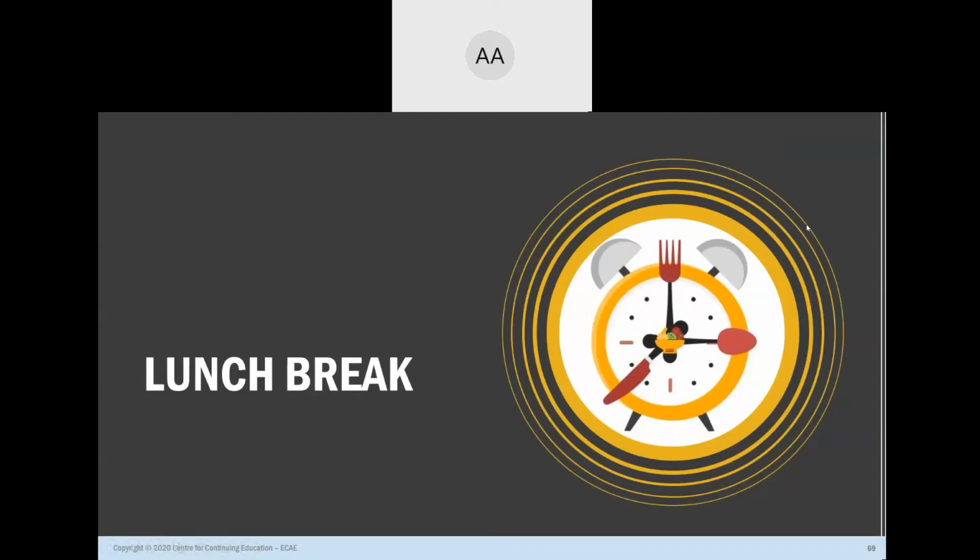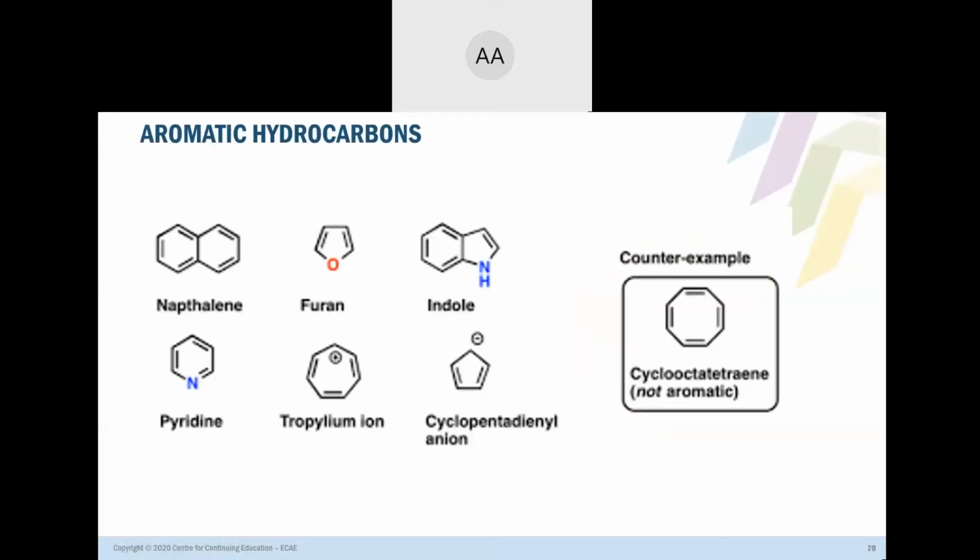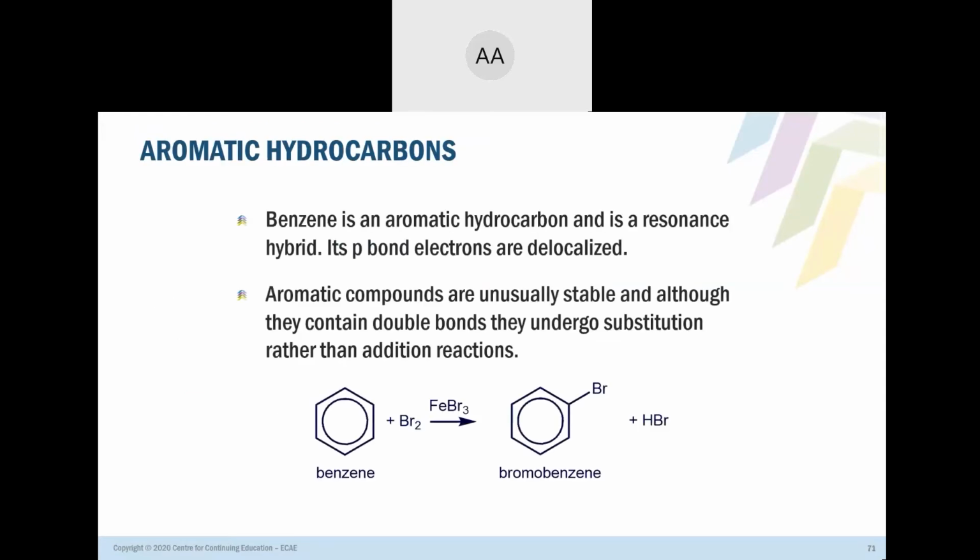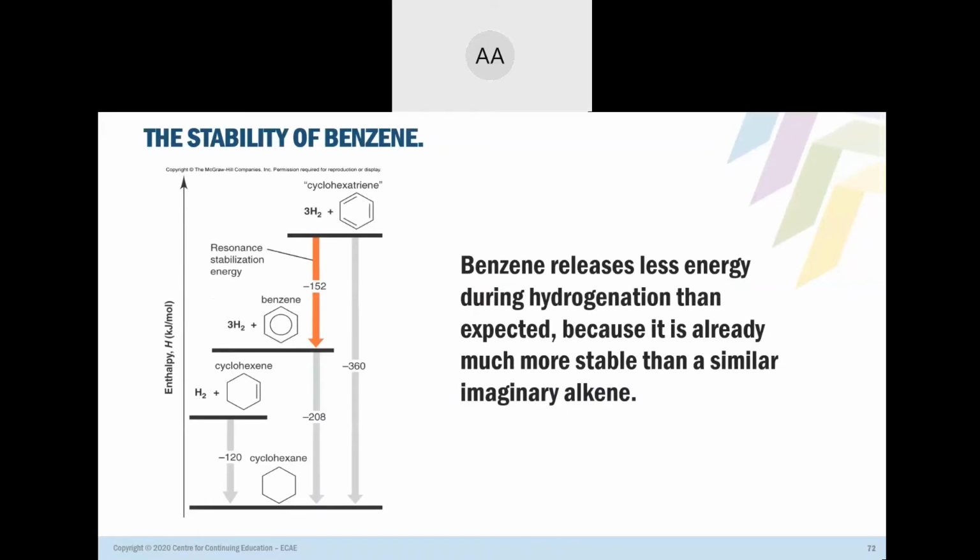Let's go straight into aromatic hydrocarbons. You can see some examples of the aromatic hydrocarbons on the screen in front of you that you may come across in Cycle 3 chemistry. So, benzene is an aromatic hydrocarbon and is a resonance hybrid. Its pi-bond electrons are delocalized. Aromatic compounds are usually stable, and although they contain double bonds, they undergo substitution rather than addition reactions. An important thing to remember: substitution rather than addition. The stability of benzene: it releases less energy during hydrogenation than expected because it is already much more stable than a similar imaginary alkene.